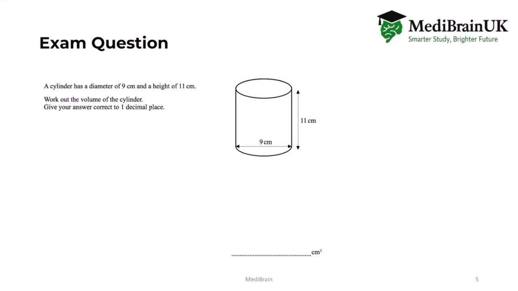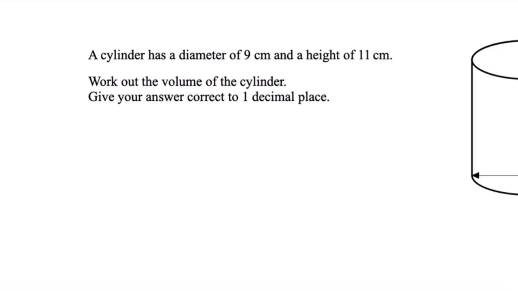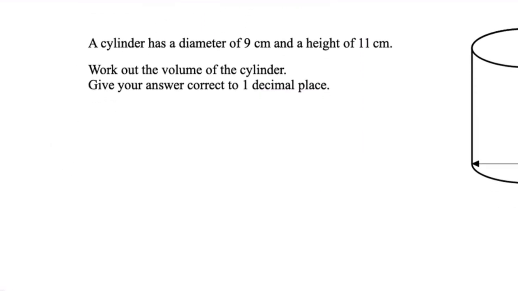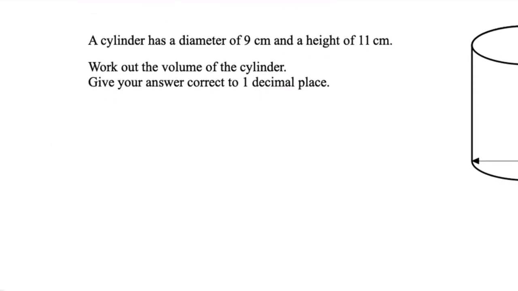Okay, I'm going to start going through it now. I can see that there are some different answers there, and I think that's happened because you have to halve the diameter. So remember, a cylinder has a diameter of 9 centimeters and a height of 11 centimeters. We need to work out the volume of the cylinder. When we're working out the volume of the cylinder, we need to use our formula because the cylinder is an example of a prism. And because it's an example of a prism, you're going to follow this formula.